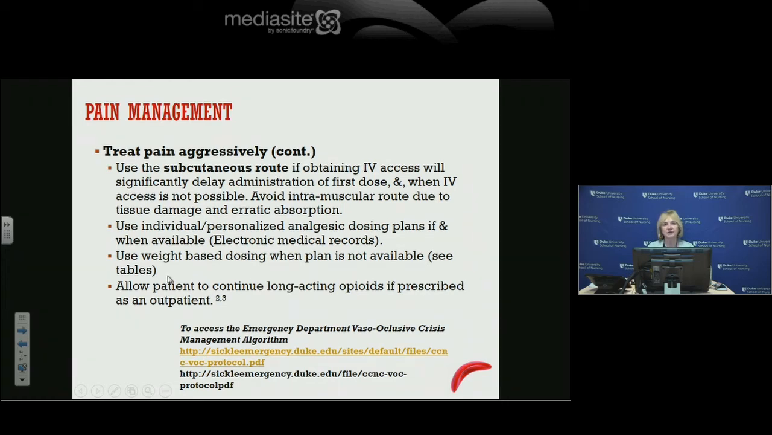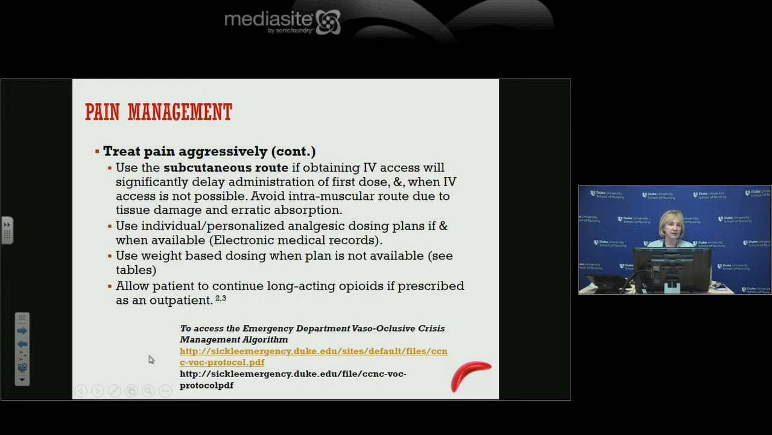Another recommendation is the use of individualized dosing plans that we alluded to before. I'm going to talk a little bit about that in a minute. The recommendations are also for if your patients don't have individualized doses because you don't have a hematologist that has written them for you, the recommendations recommend a standard sickle cell protocol. And we've done some work with a weight-based protocol to make it standard that I'm going to talk about. And another recommendation is to let patients continue to take their long-acting opioids if prescribed as an outpatient. Because when you think about it, again, the goal is to send them home, and they'd be going home on their oral medications.